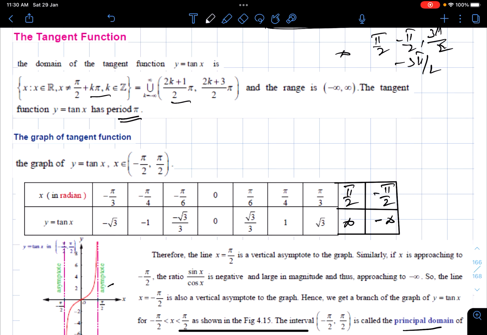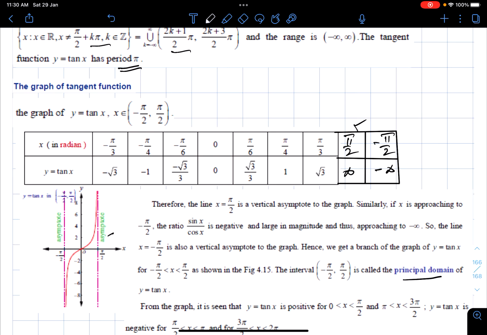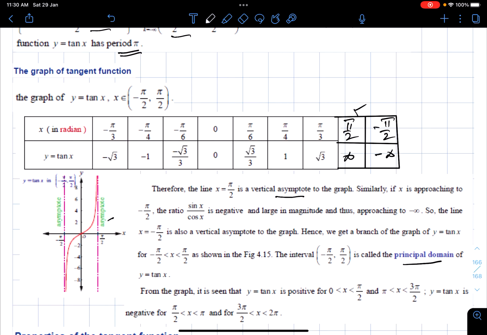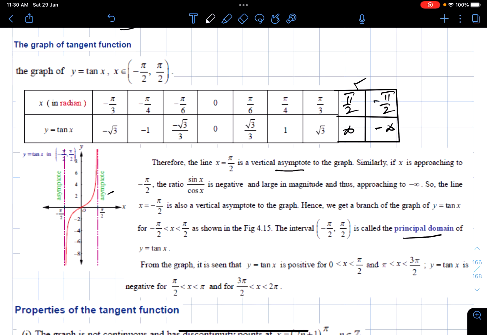In the graph they have given minus pi by 2 to pi by 2. At minus pi by 2 you will get minus infinity, and at pi by 2 you will get infinity. When you plot there, you will get a vertical line along pi by 2 or minus pi by 2. That is called the asymptote, a vertical asymptote. So the graph is between minus pi by 2 less than x less than pi by 2, and the interval minus pi by 2 to pi by 2 is called the principal domain.